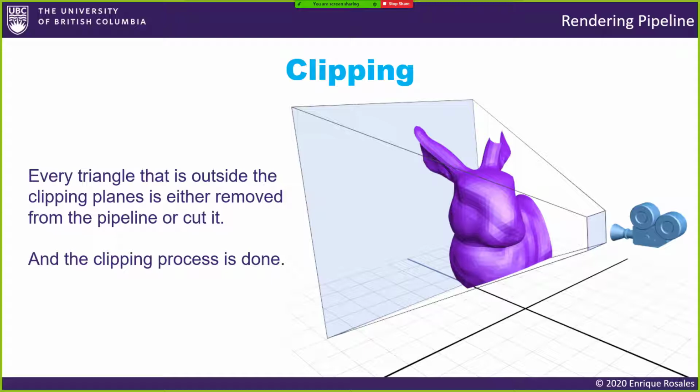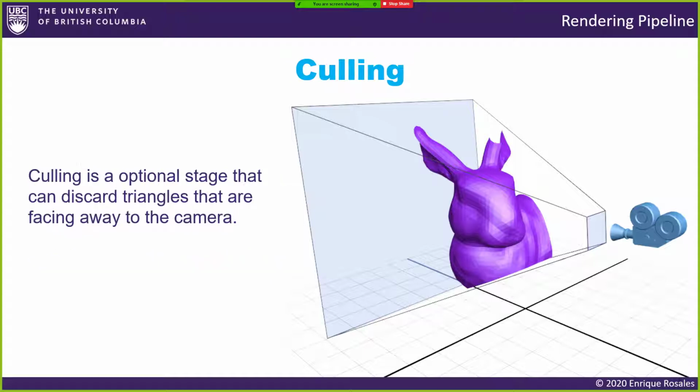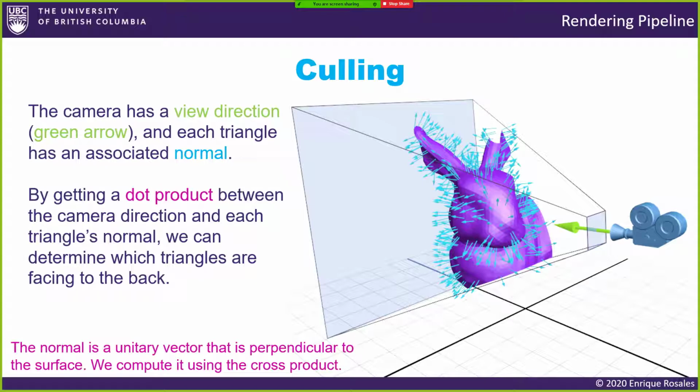Then there's the second sub-process of this stage that is optional, called culling. Okay. So again, culling is optional, and it can discard triangles that are basically facing away from the camera. Okay. So the camera has a view direction. In this case, it's this green arrow, right? So we have a view direction from the camera, and each triangle on the mesh has a normal, right?